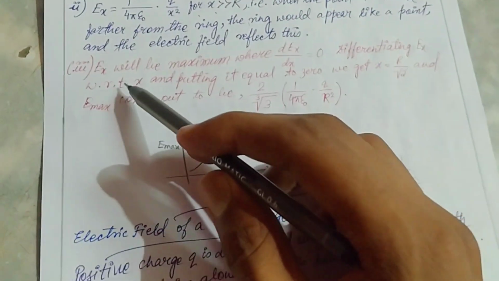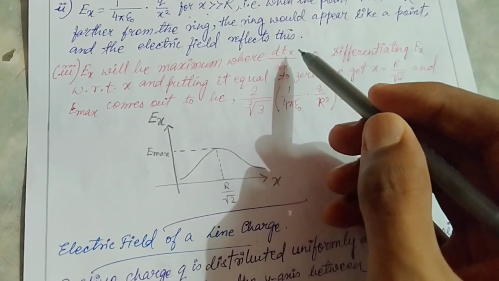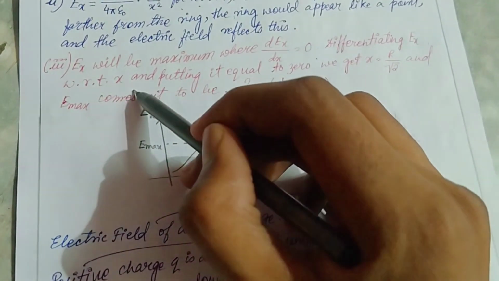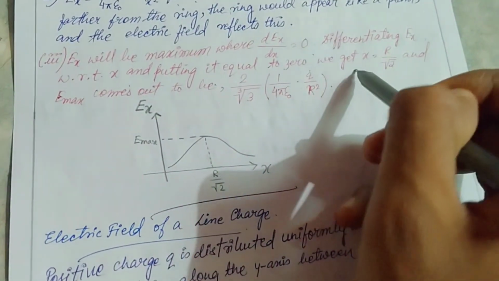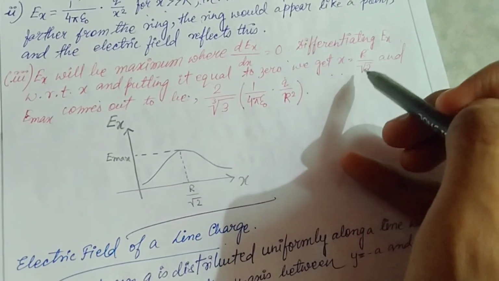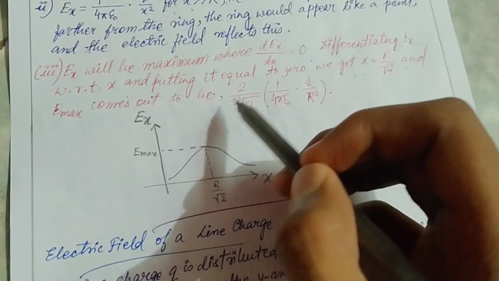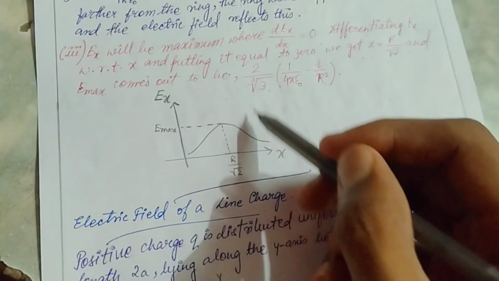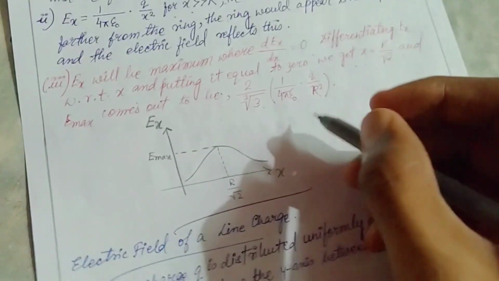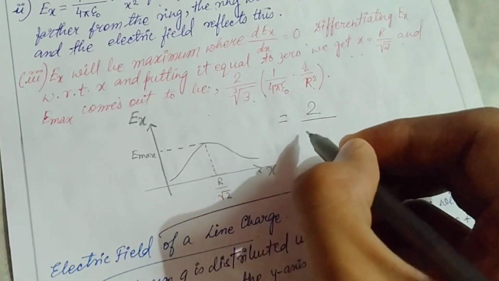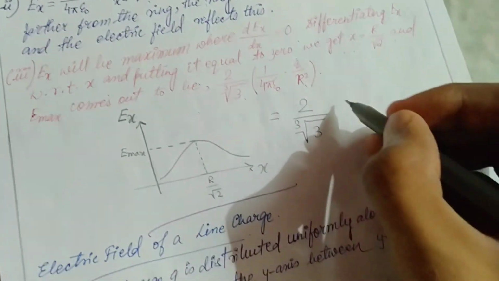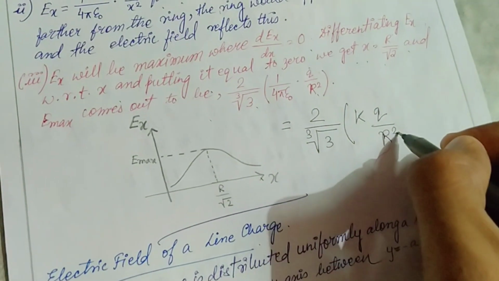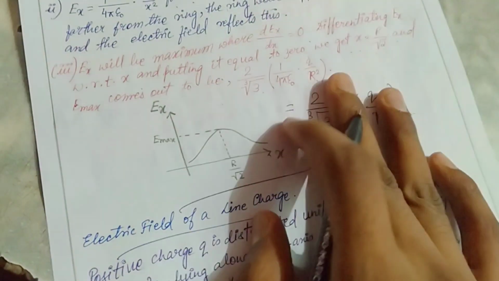Ex will be maximum where dEx by dx is equal to 0. Differentiating Ex with respect to x and putting it equal to 0, we get x equal to r by root 2, and E max comes out to be 2 by 3 root 3 times kQ by r square, and we represent it in graphical form. We can also write it in this form.